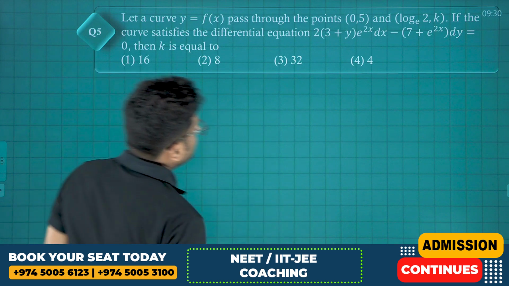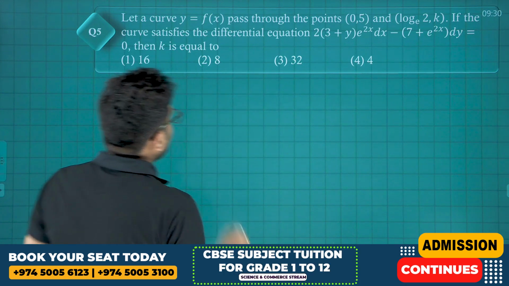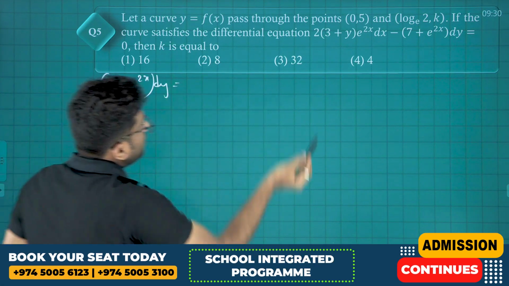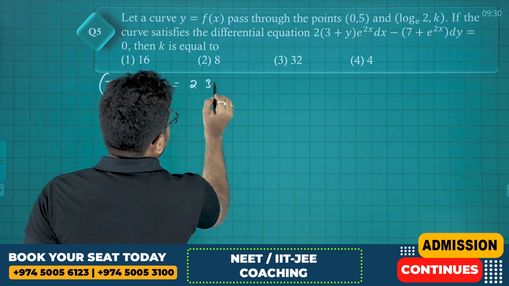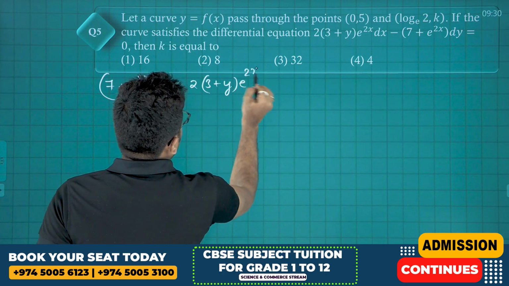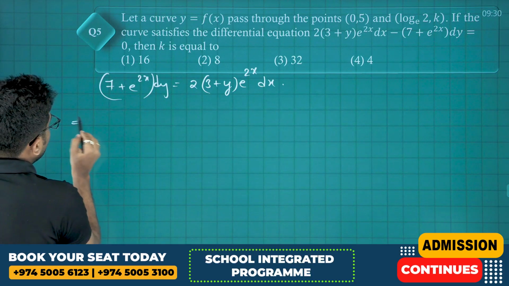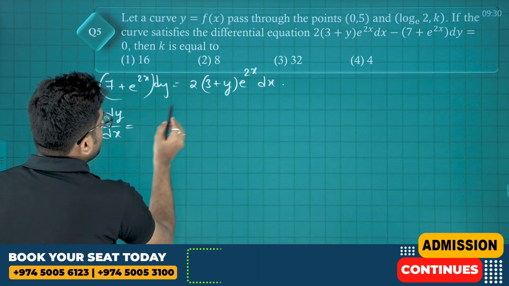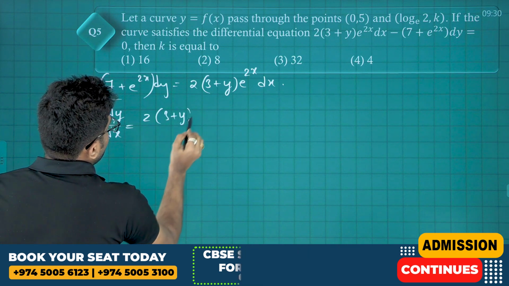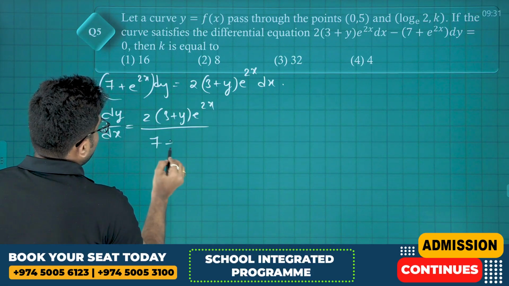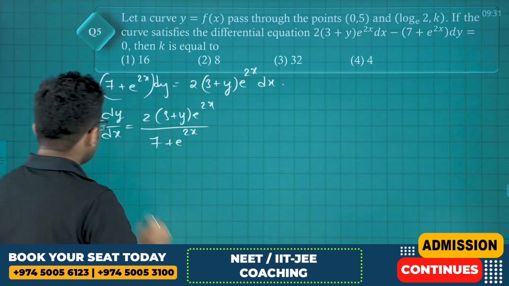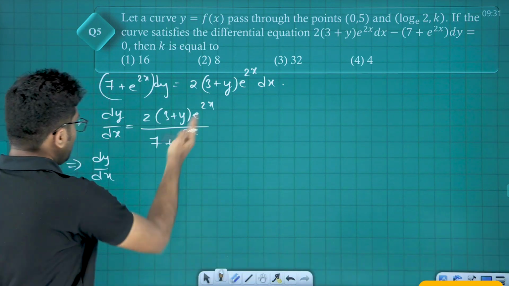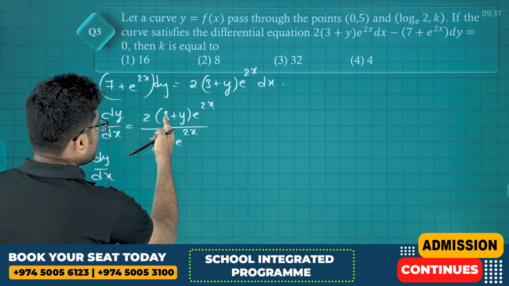So directly we can write 7 plus e power 2x into dy. If we take this to the other side, 2 times of 3 plus y e power 2x into dx. So finally guys, dy by dx is equal to 2 times of 3 plus y e power 2x divided by 7 plus e power 2x. So from here we can write this, friends. dy by dx is equal to, convert in ln y, 2 3s are 6, 2 y's are 2y.